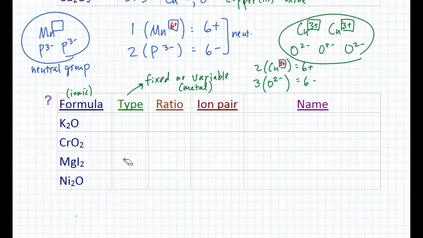For fixed or variable, look at the metal. Look at whether that's one whose charge we've already talked about or not. We talked about group 1, group 2, aluminum and gallium. Those are the fixed ones.